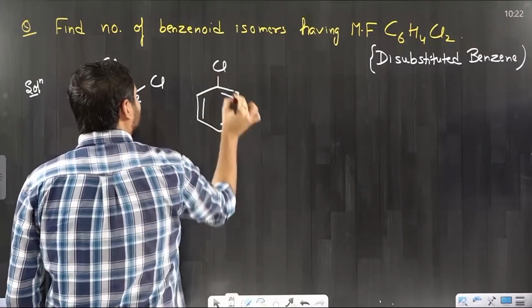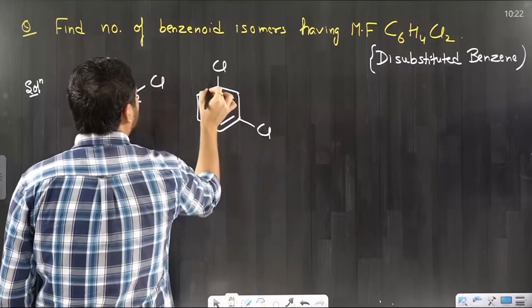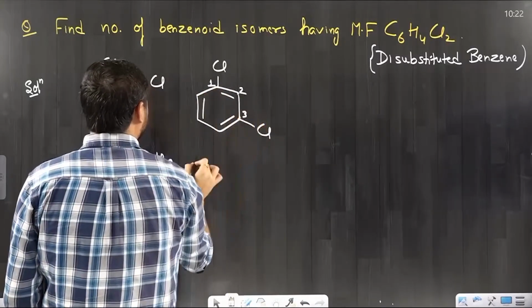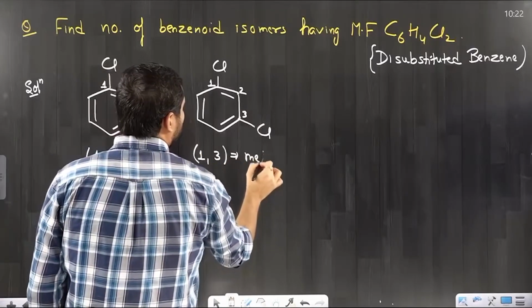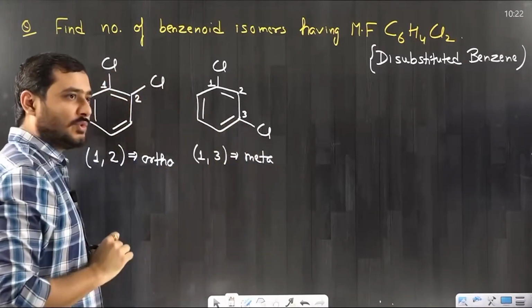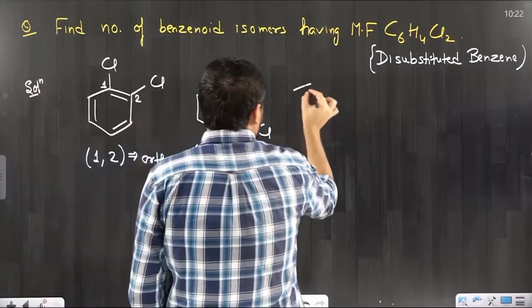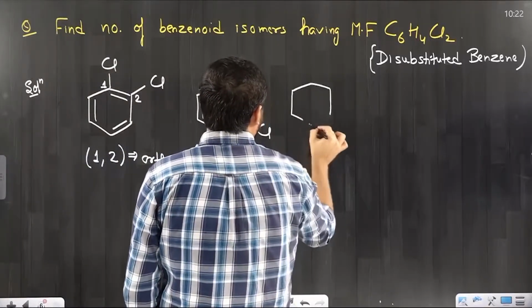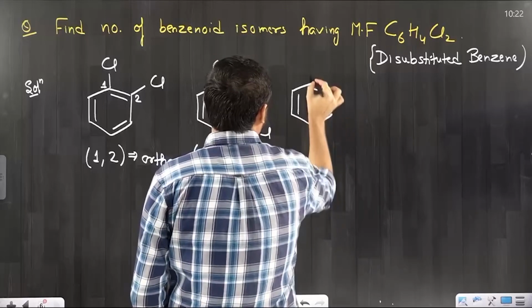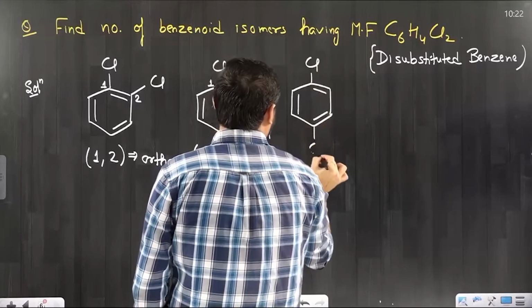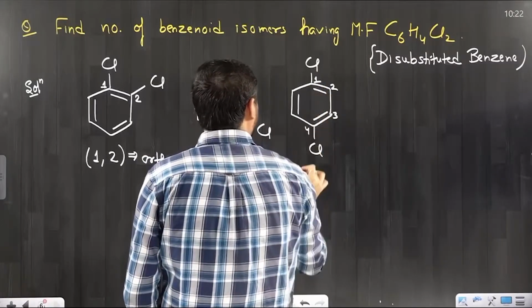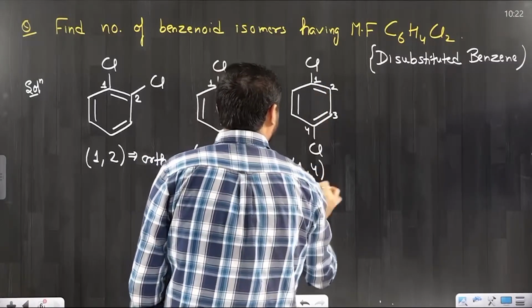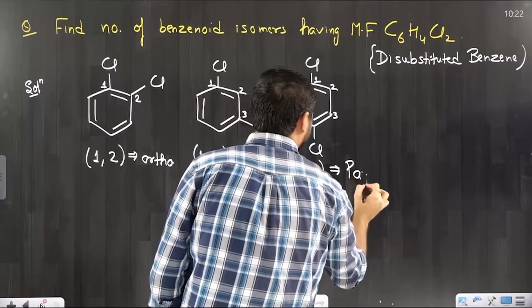1 chlorine is present at first position, 1 chlorine is present at third position. So 1, 2, 3. And if you remember, we have written 1, 3 is called which derivative? Meta derivative. So this is meta derivative. And last possible case is 1, 4. 1, 2, 3, 4. It is 1, 4. 1, 4 is para derivative.